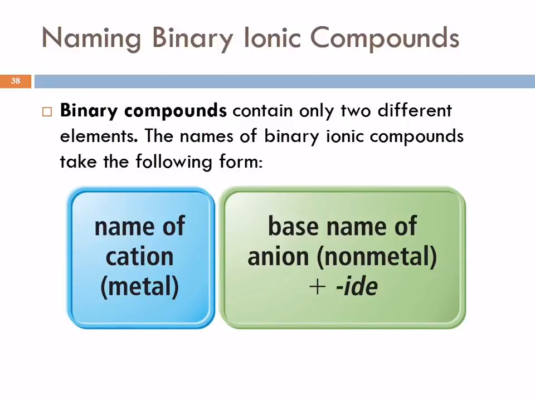So your book talks about binary ionic compounds, binary meaning 2. So here we have just 2 different elements. We have a cation that's going to be the metal, and we have an anion that's going to be a nonmetal. And to name them, you name the cation, and you leave a little space, and then you name the anion.